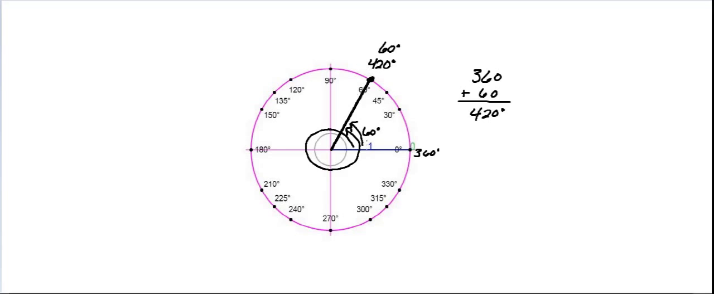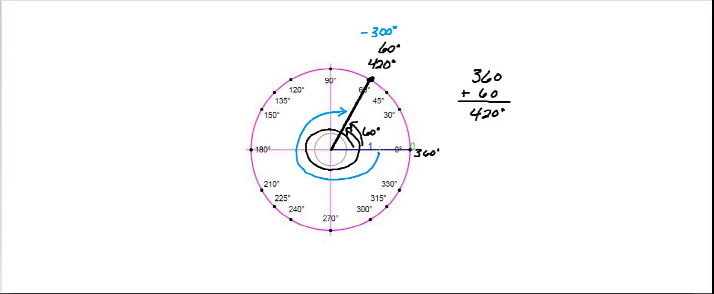Likewise, we could always travel backwards around a circle, in other words, clockwise. So if I was to start from my measure of 0 and go backwards around my circle, I would not be traveling 60 degrees. I would instead be traveling a grand total of 300 degrees, but in the negative direction. In other words, negative 300 degrees.